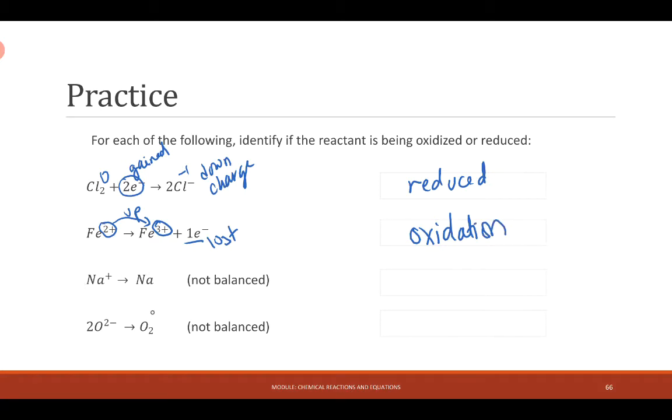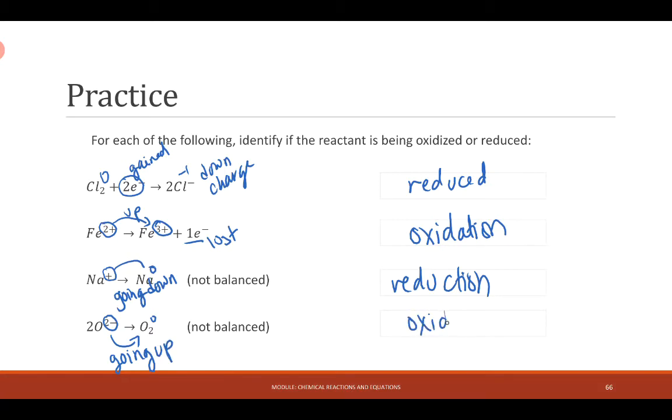These next ones are not balanced, meaning there's no electrons in the equation, but we can see that the charge on the sodium is going from +1 to 0, and so that is going down. Going down is reduction. Now we have this one going from a 2 minus to a 0. That's going up. And so this one is oxidation.